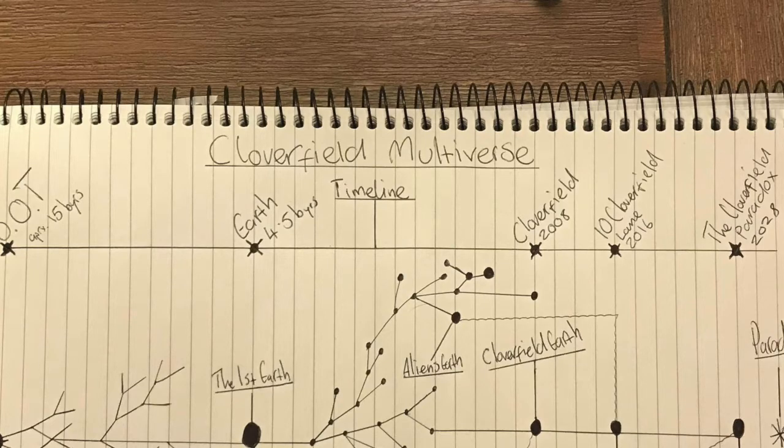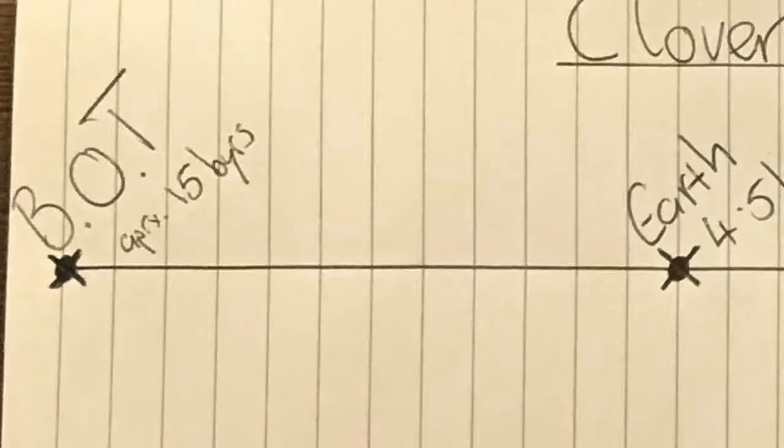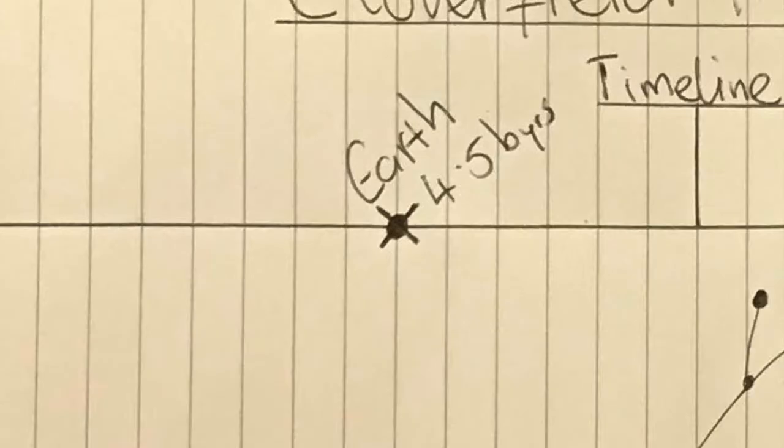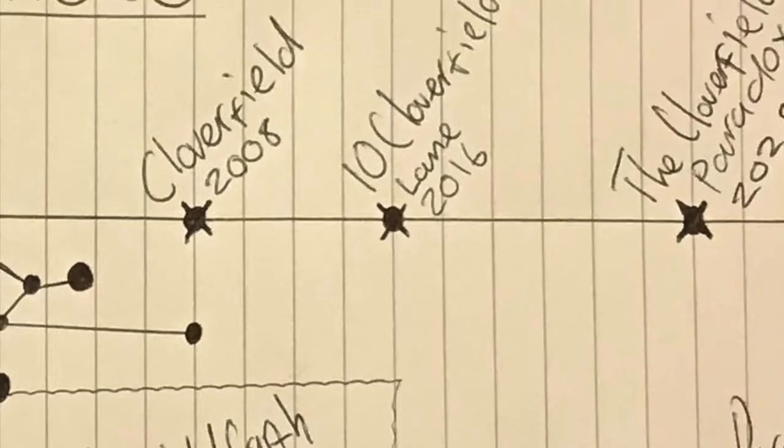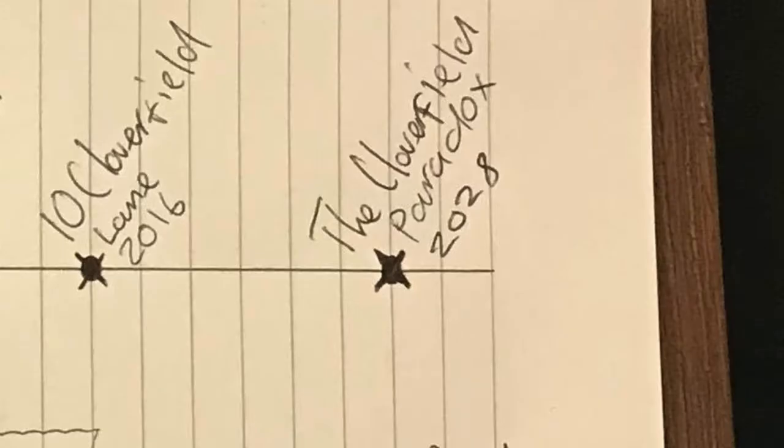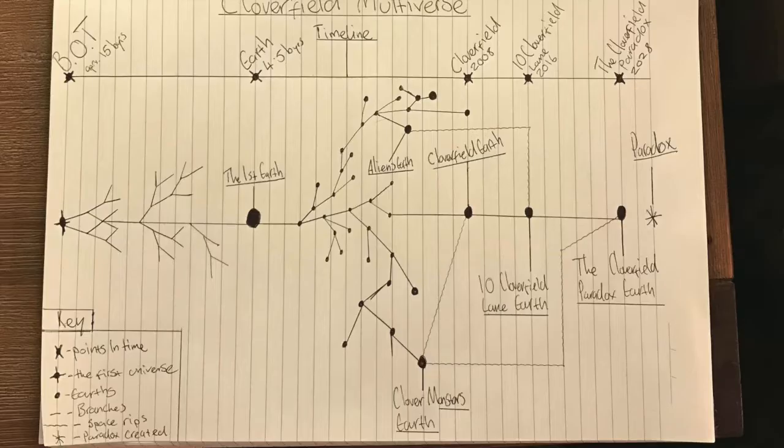So let's start with time, as it is constant throughout all of these Earths. We have the beginning of time, which happened approximately 15 billion years ago. Then we have the formation of Earth 4.5 billion years ago. In 2008, we have the Cloverfield Earth and the Cloverfield attack on New York. In 2016, we have the alien attack in 10 Cloverfield Lane's Earth. Finally, we have the Paradox Earth, where the paradox is created, a couple years after 2028, it's probably 2030, which causes the events throughout the multiverse and time.